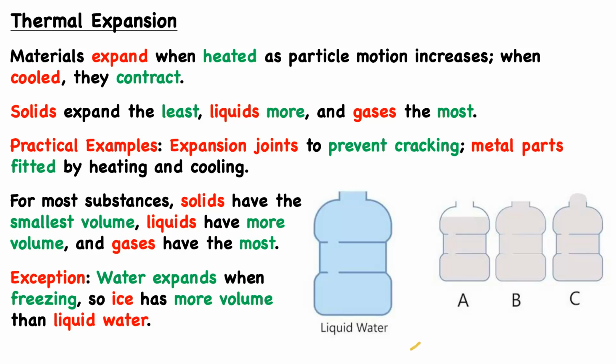So let's take a look at our example here on the right. We have a container of liquid water. And if we were to ask ourselves which of the images, A, B, or C, reflects what this liquid water bottle would look like after being frozen, which would be our correct answer? Well, the answer is C. And we know this because, again, water is that exception. It expands when freezing. So the volume has increased, and therefore it must be C, reflecting the larger volume.